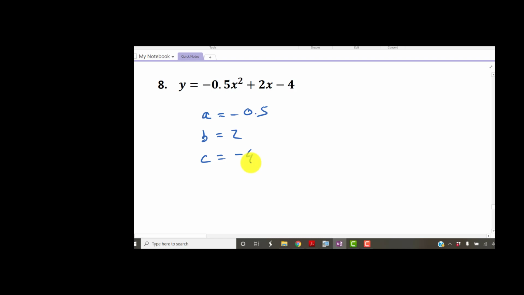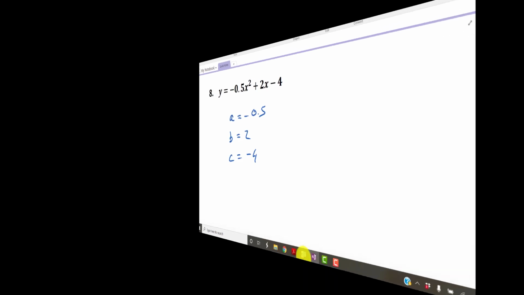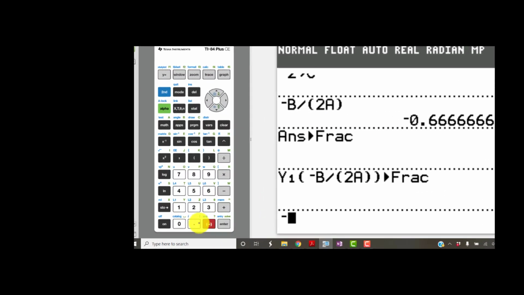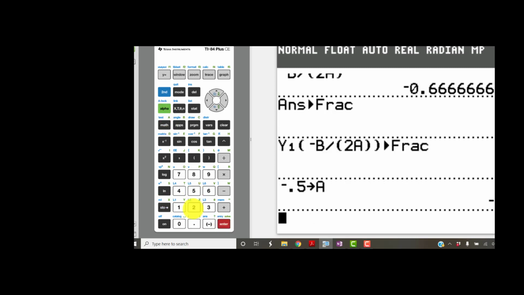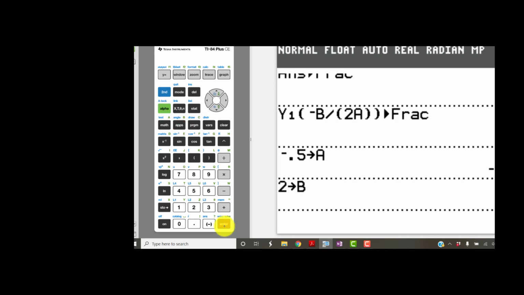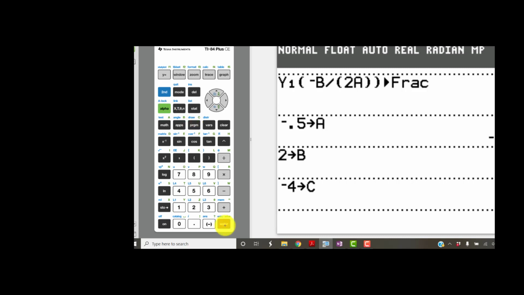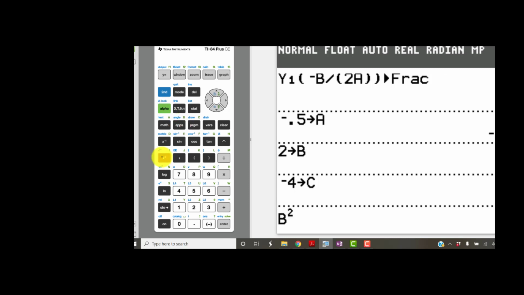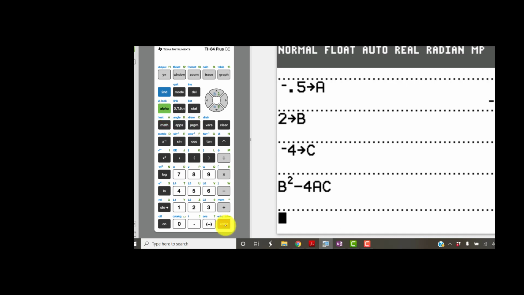In this case, I'm not going to bother. I'm going to take my calculator. So negative 0.5 stored in A, 2 stored in B, negative 4 stored in C. All right. Okay, I need b squared minus 4ac, right? So b squared minus 4ac. So what is that? This is negative 4. All right.